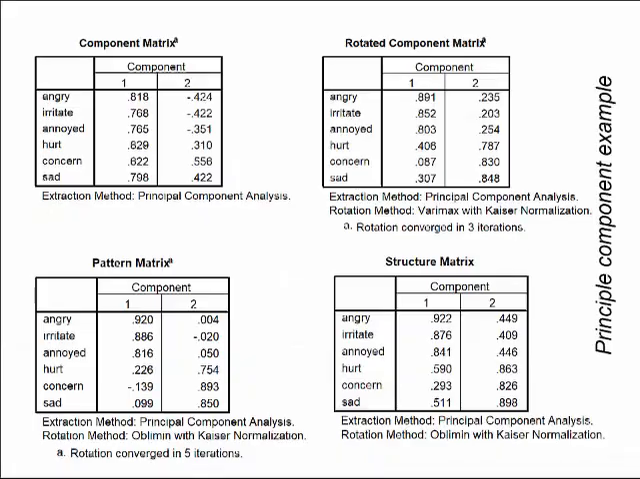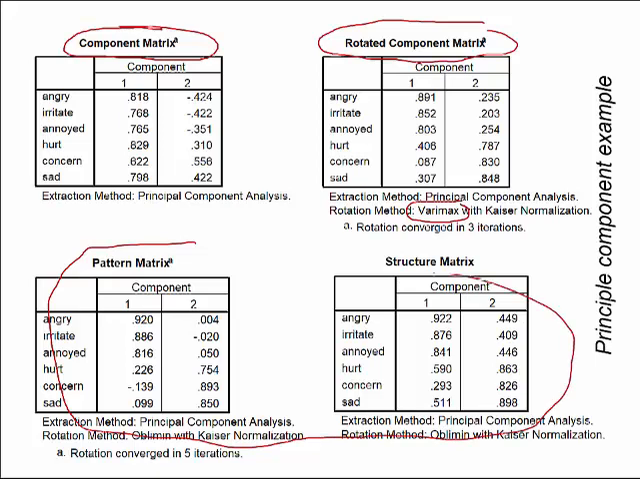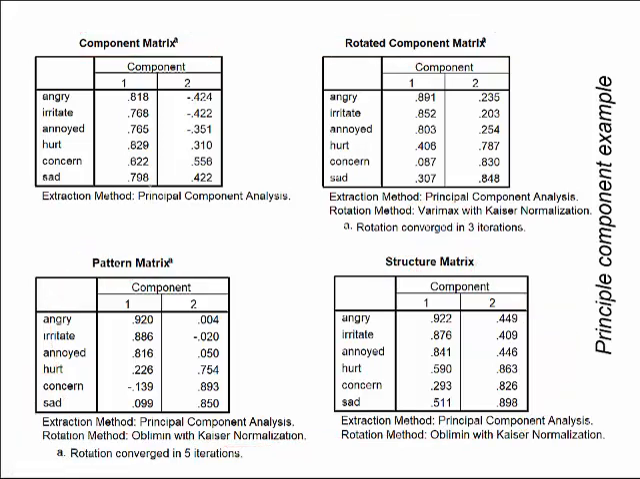So, there we go. Up in the upper left, this is the unrotated component matrix. These are the component loadings, unrotated. And then here we have the rotated solution where I used the Varimax. That's the orthogonal rotation. And down at the bottom, I have the pattern matrix and the structure matrix from doing an oblique rotation. And actually, these are the same loading matrices that I showed you before when I was talking about rotation. So this is the same example.